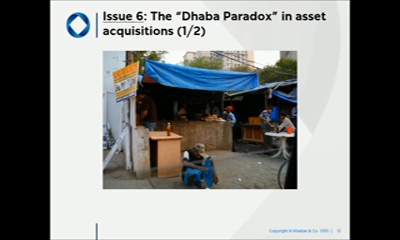Now, let's take a look at the sixth issue that you need to know, and I've actually put in what I think is a pretty telling picture. And this is something that I've written about in law journals, and I refer to it as the Dhaba Paradox. And this is an example of where the CCI is making a distinction on the form of the transaction.